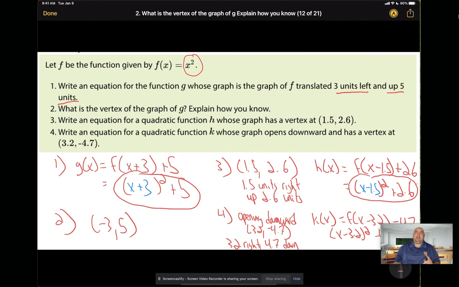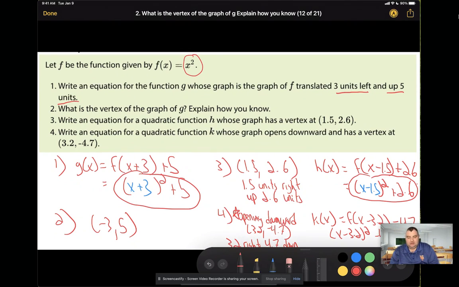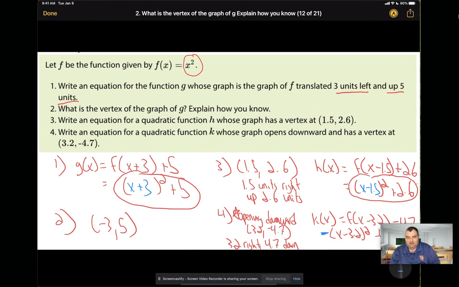But we're not done yet. The reason why we're not done is the fact that it's opening downward. If I were to graph it as is, it's going to open upward. So to make it open downward, all I'm going to do is put a negative out here. So negative x minus 3.2 squared minus 4.7. That will create the vertex at the right place, but it will also make it open downward. So this right here is my equation for number 4, and that is it for this lesson.